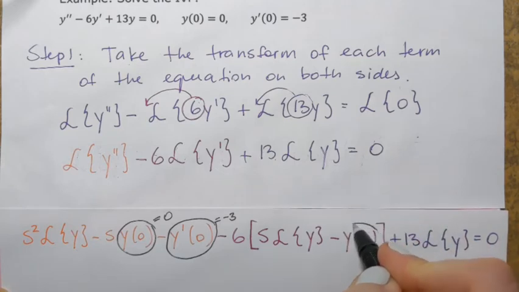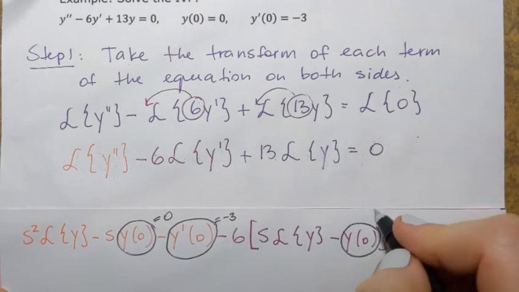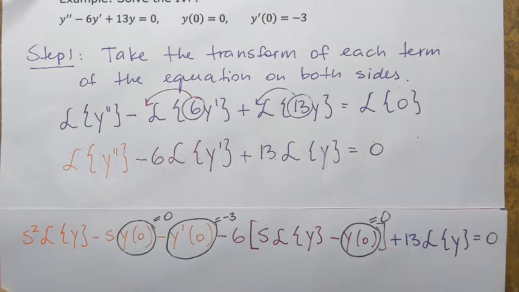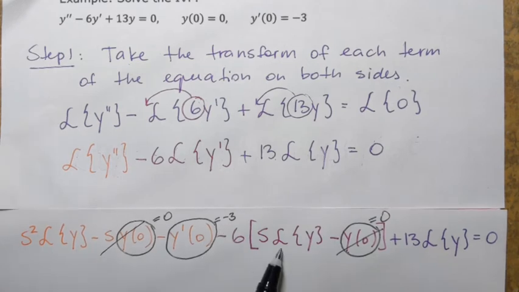Now right here, y of 0 equals 0. Well, that means that those two terms are gone, right? This one is gone and that one is gone. But that one we will replace with -3. What else do we need to do to help us to solve for the Laplace transform of y? Well, we would definitely want to distribute the -6. So let's do all that.